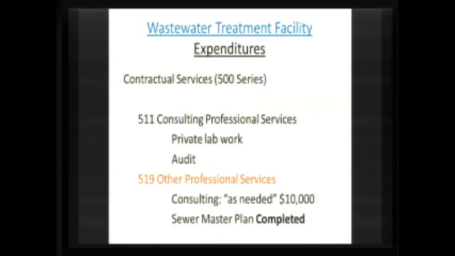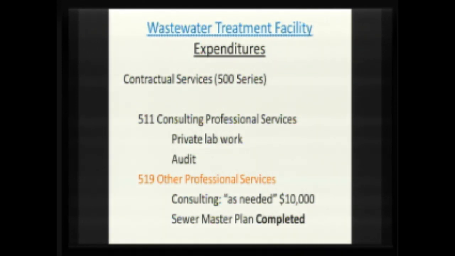In the 500 series, the contractual services series of our budget, one of the line items is 511, consulting professional services. We do send out work for private labs to do work for us. We primarily work with the University of Iowa. That also contains a fee for the audit that is done, that they charge the wastewater facility for a portion of the audit cost.